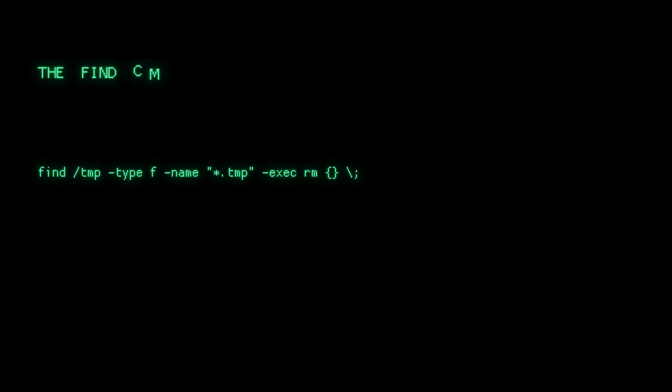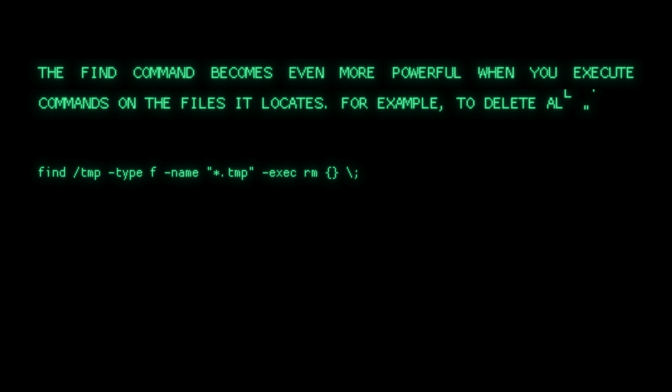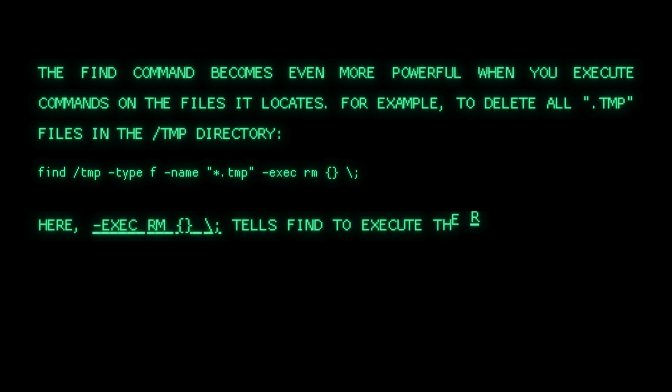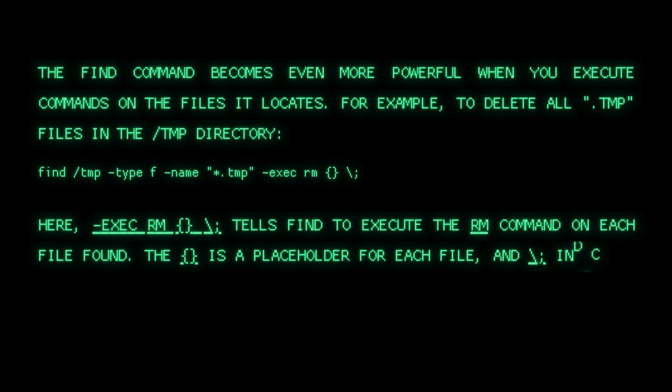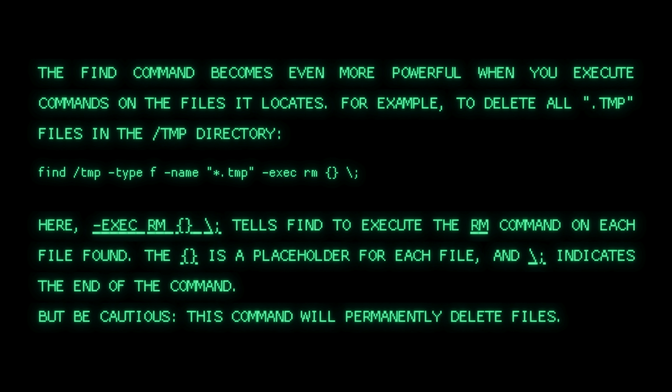The find command becomes even more powerful when you execute commands on the files it locates. For example, to delete all .tmp files in the /tmp directory, run the following. Here -exec rm {} \; tells find to execute the rm command on each file found. The curly braces pair is a placeholder for each file, and \; indicates the end of the command. But be cautious. This command will permanently delete files.